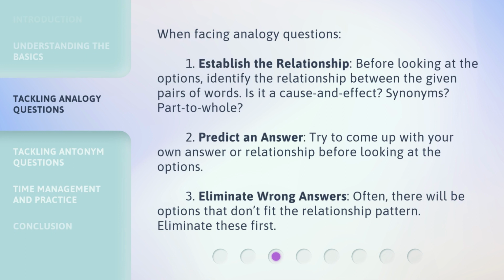When facing analogy questions: 1. Establish the relationship. Before looking at the options, identify the relationship between the given pairs of words. Is it a cause and effect? Synonyms? Part to whole? 2. Predict an answer. Try to come up with your own answer or relationship before looking at the options. 3. Eliminate wrong answers. Often, there will be options that don't fit the relationship pattern. Eliminate these first.